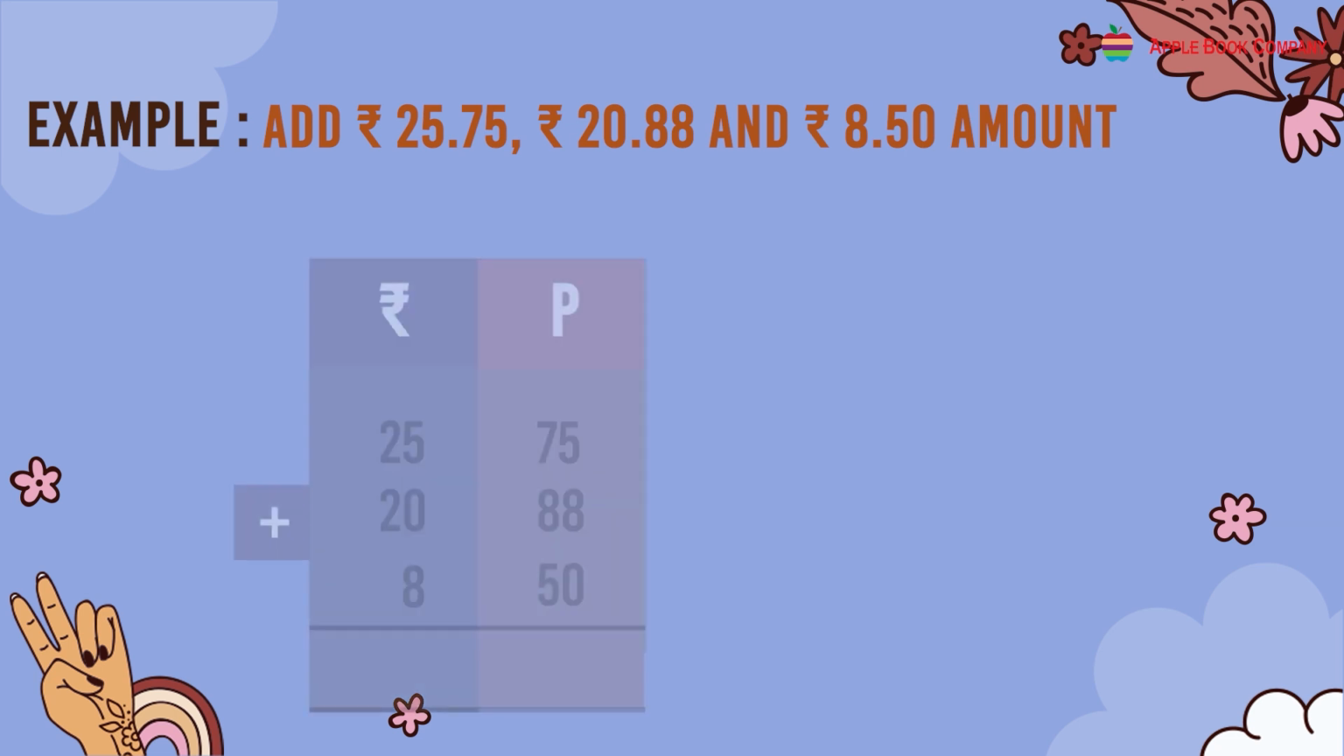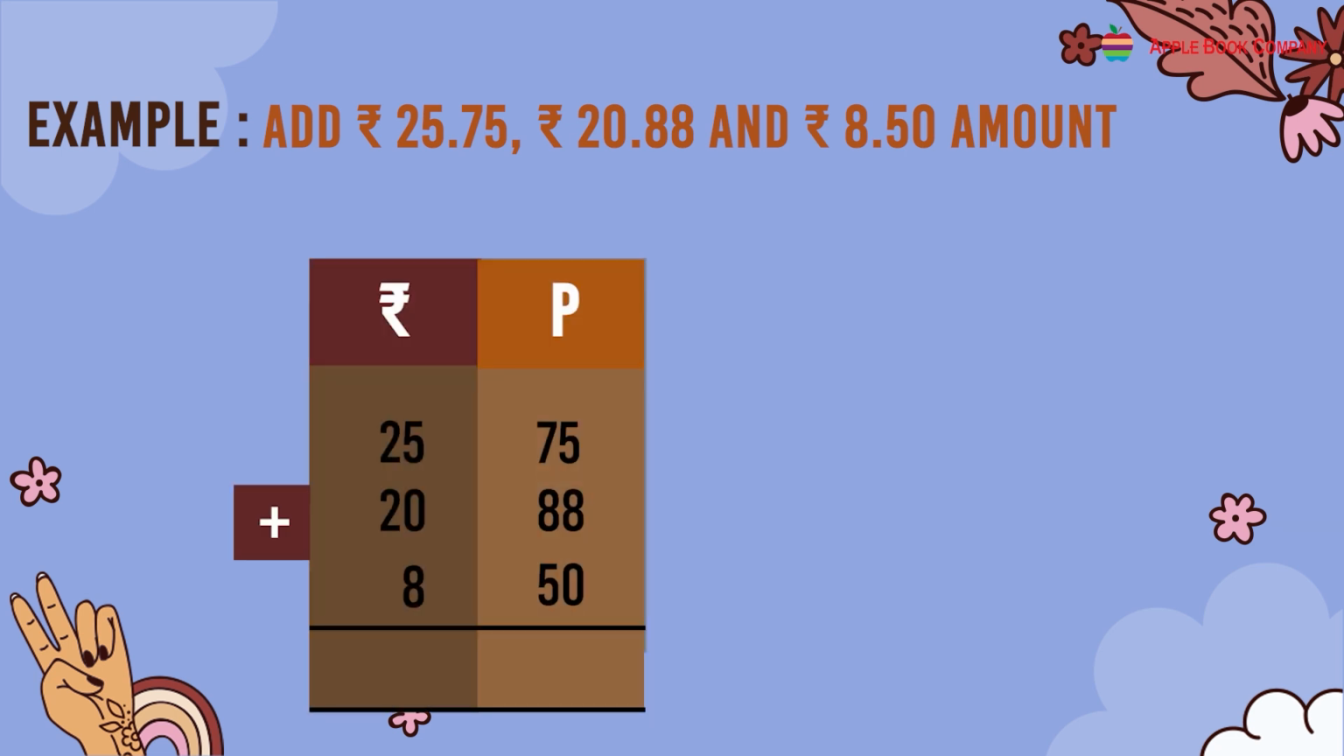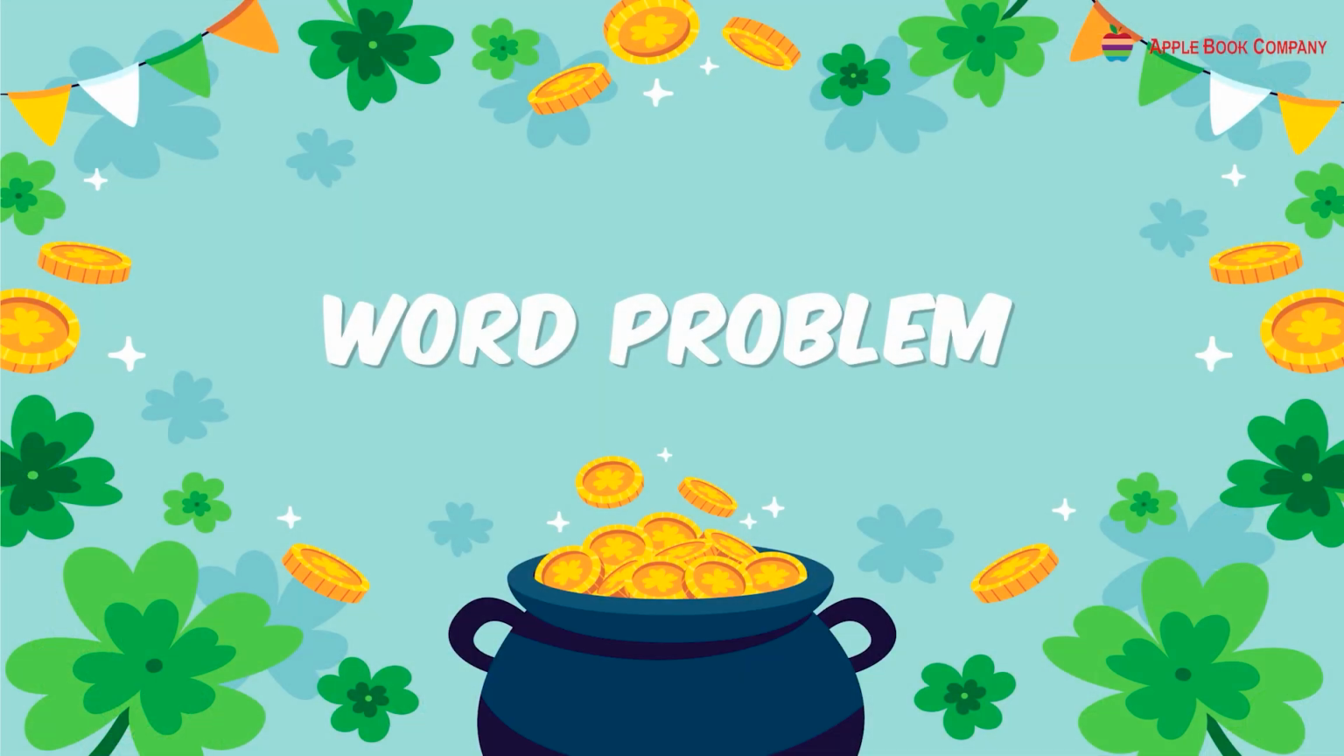Step 1. Make two columns of rupees and paise. Step 2. First add the paise. 5 plus 8 is 13, so 1 carried. 1 plus 7 plus 8 plus 5 is 21, so 2 carried. Step 3. Then add the rupees. So 2 plus 5 plus 8 is 15, so 1 carried. So 1 plus 2 plus 2 is 5. So what is the answer? 55 rupees 13 paise.